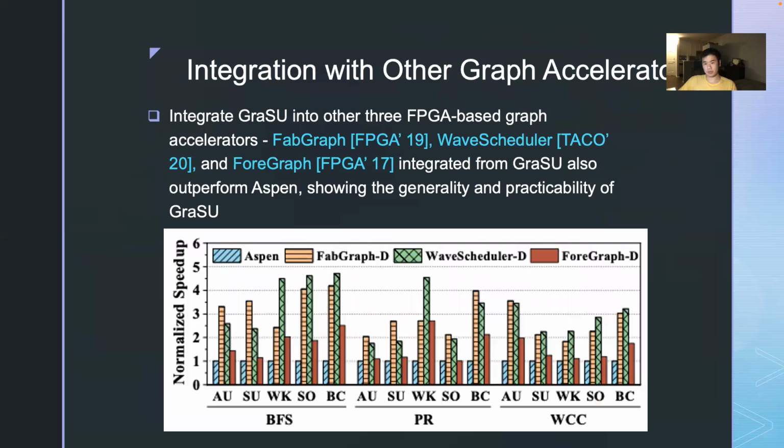They finally explored integrating GraSU into 3 other state-of-the-art FPGA-based graph accelerators, including FabGraph, WaveScheduler, and ForeGraph. Results show that the dynamic graph versions of FabGraph, WaveScheduler, and ForeGraph enabled by GraSU also outperform Aspen with geomean speedups of 3 times and 1.63 times, showing the generality and practicability of GraSU.